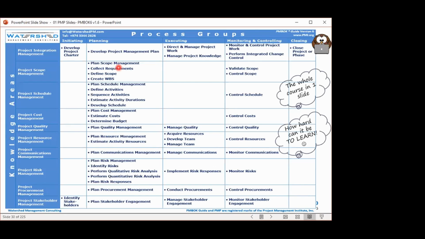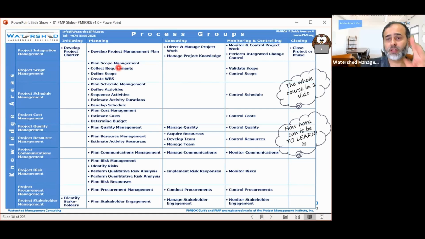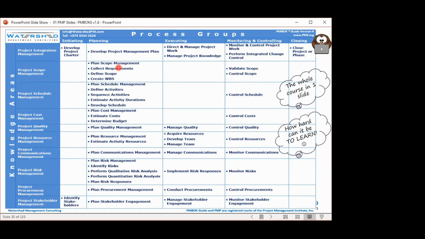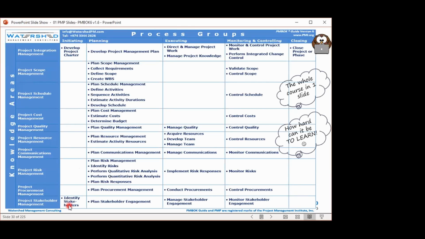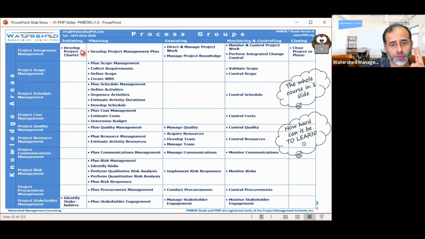Complete the two. Tell me the process names one by one, slowly. One process is develop project charter. You must do develop project charter. What is the second process you must do? Identify stakeholders. Only after you do charter and after you do identify stakeholders, you can claim initiating is finished. Then I can go to planning.